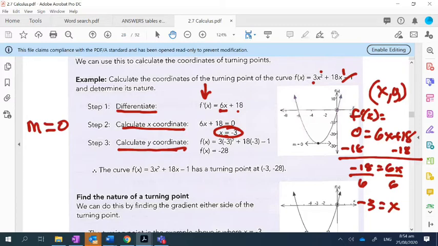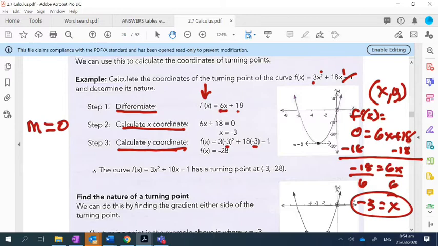Now we have the x value. If I know the x value, how can I find the y value? Substitute in. Okay, so I'm going to simply put everywhere there's an x, I'm going to put negative 3. And if you look, that's what they've done here. They put in negative 3 in place of all of the x's. In the derivative? No, in the original function.